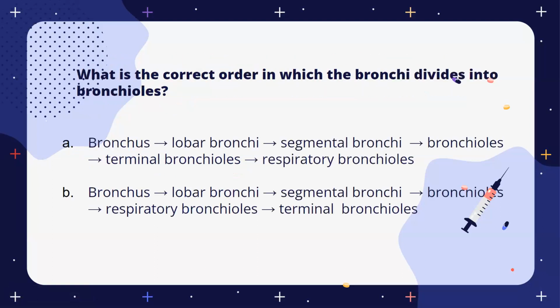All right. Okay. What is the correct order in which the bronchi divides into bronchioles? So we have the main right or left main bronchus. It divides to give us the lobar bronchi, segmental bronchi, bronchioles. Is it terminal first, then respiratory, or is it respiratory first, then terminal?